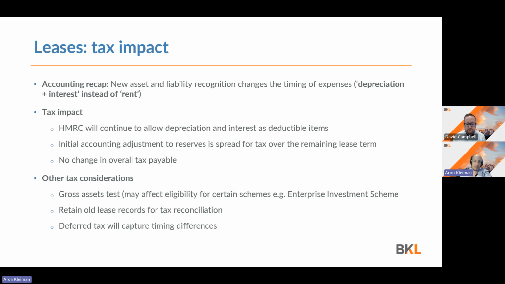Care needs to be taken here. We often add back depreciation and take capital allowances. That's not what should happen with right of use assets. You want to allow that depreciation as a proxy for the old rental costs. Where you have a lease that is partway through its life when this kicks in, that initial accounting adjustment to reserves is spread for tax over the remaining lease term to ensure that HMRC still nets the same amount by the end of the lease. And taking it in total, there's no change in the overall tax that one will have to pay, but the timing of when it's recognised could change year to year.